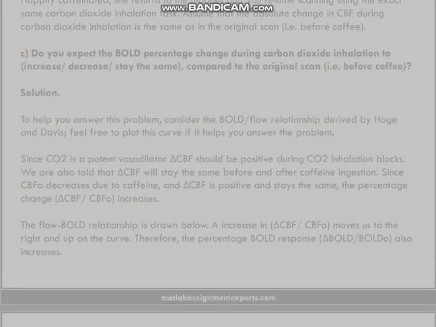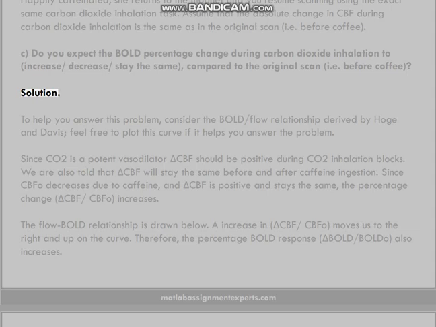Happily caffeinated, she returns to the magnet and you resume scanning using the exact same carbon dioxide inhalation task. Assume that the absolute change in CBF during carbon dioxide inhalation is the same as in the original scan, i.e. before coffee. C. Do you expect the BOLD percentage change during carbon dioxide inhalation to increase, decrease, or stay the same, compared to the original scan, i.e. before coffee?